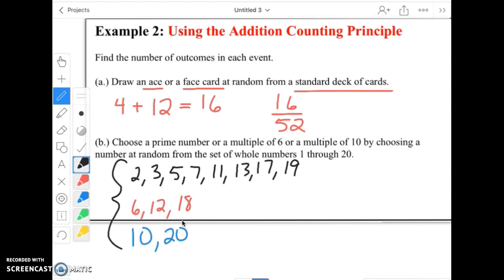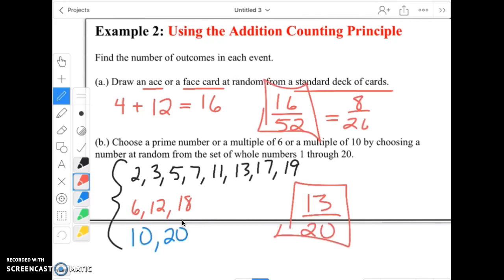So our possible outcomes would be 1, 2, 3, 4, 5, 6, 7, 8, 9, 10, 11, 12, 13 out of 1 through 20. That's 20 possible outcomes. And that top one, we could simplify that down to 8 over 26 or 4 over 13 as well.